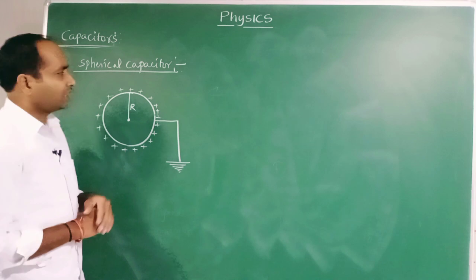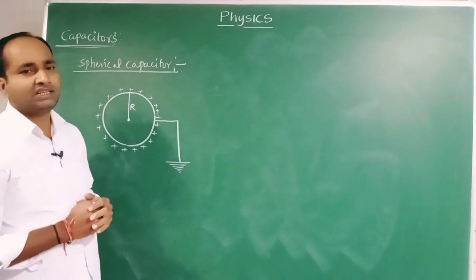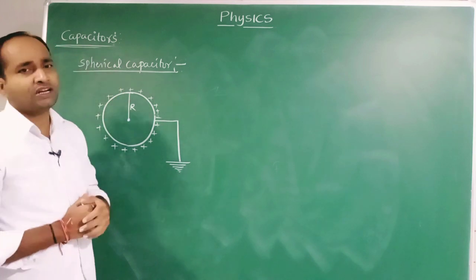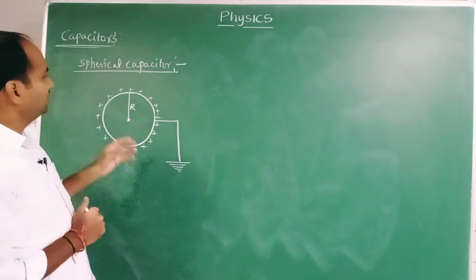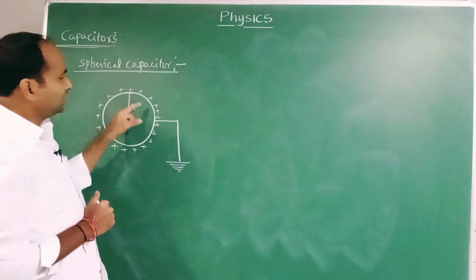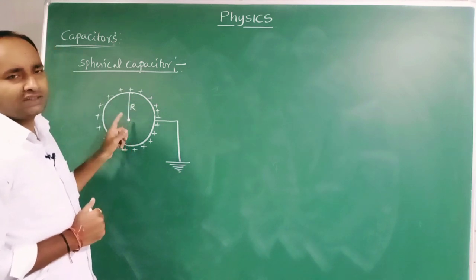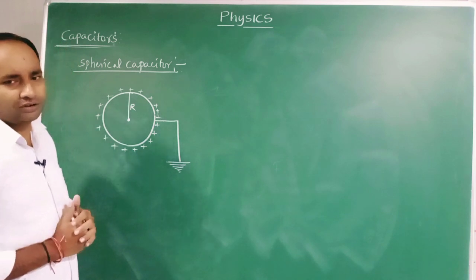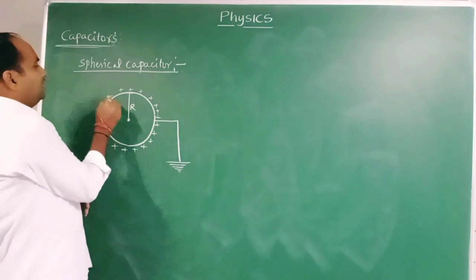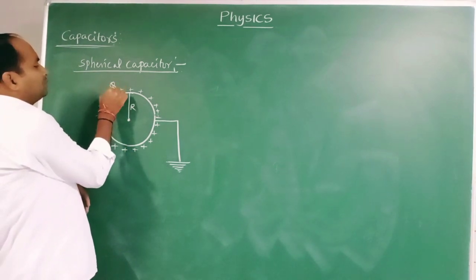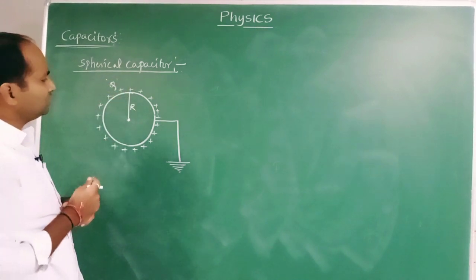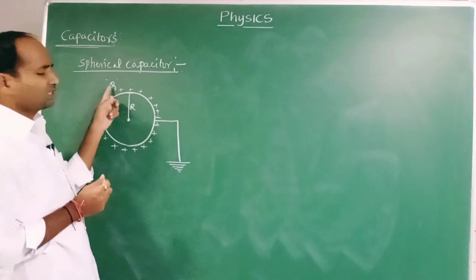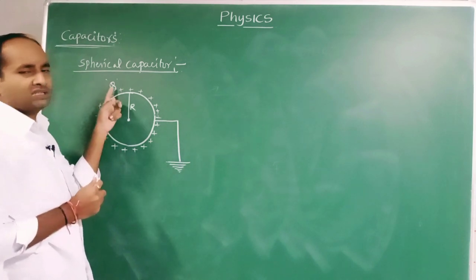Actually, what is a capacitor? We say it is a system of two conductors. In the case of a spherical capacitor, a conducting sphere of radius R is taken as the first conductor. The second conductor is treated as the earth. Thus the spherical conductor is charged up to a potential V, and the charge given to the sphere is Q.